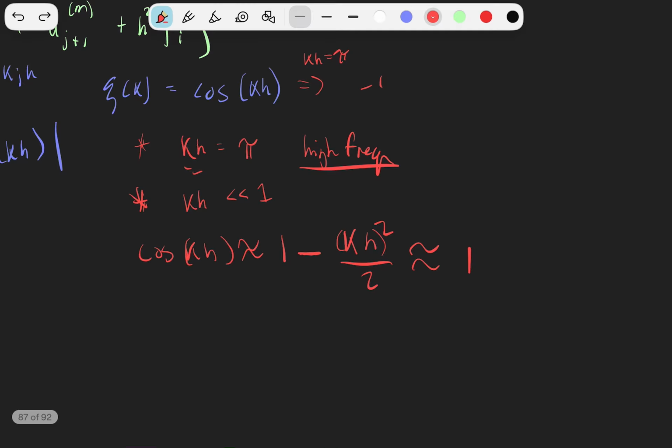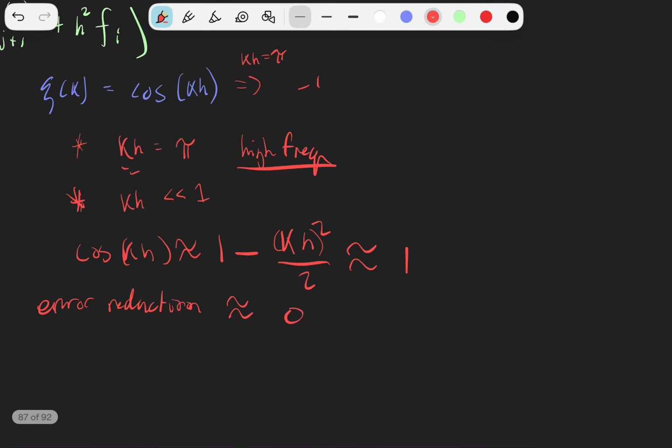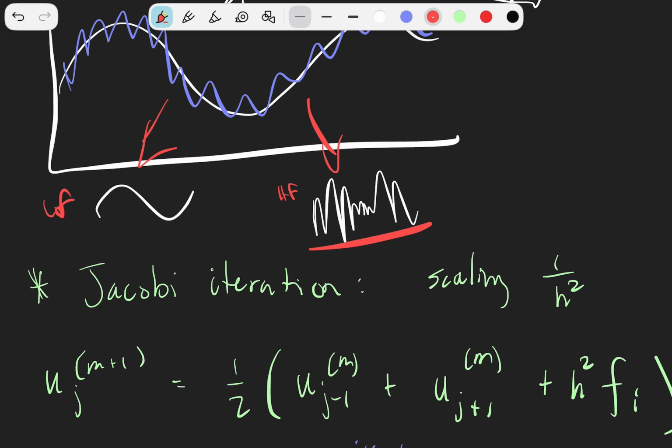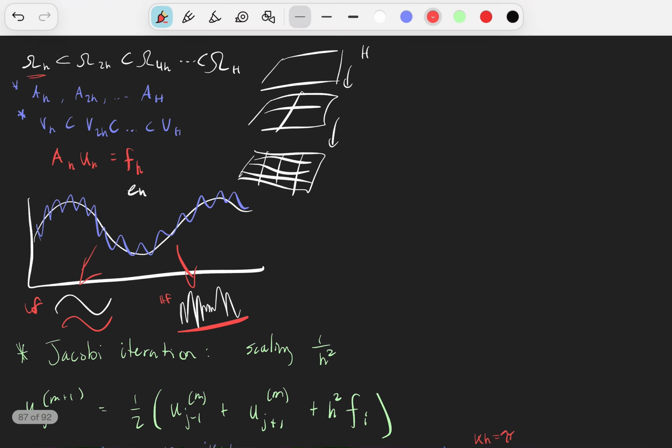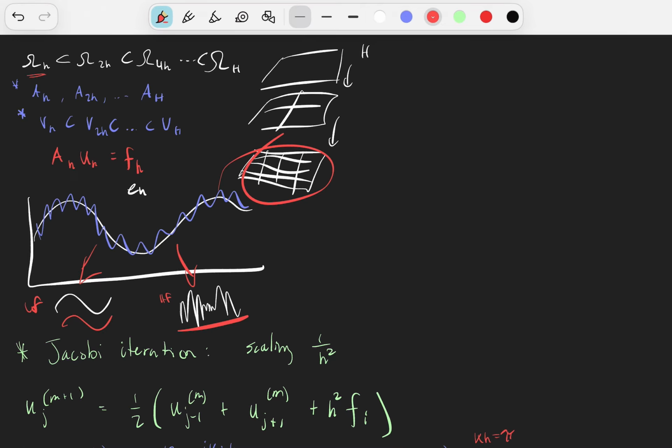Yeah, so the error reduction here per step is approximately 0, all right? So the low modes, again, they're untouched. It's just the high frequency part that is getting smoothed out.